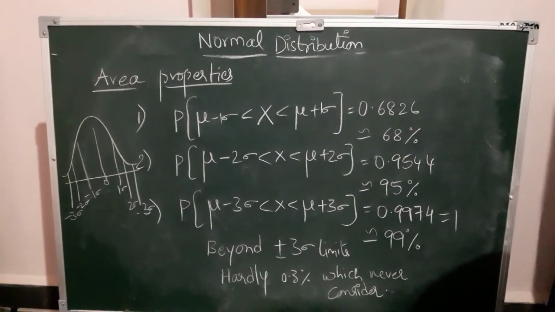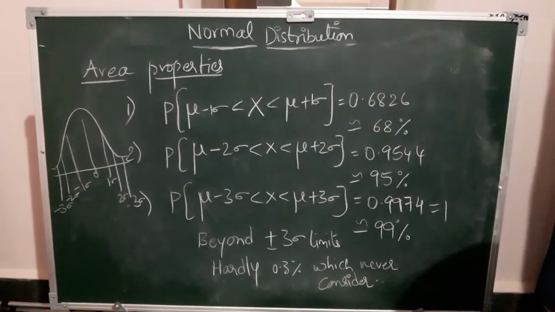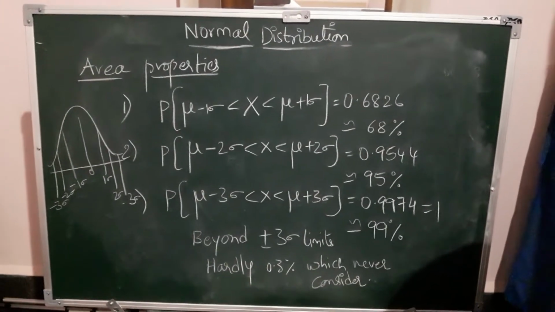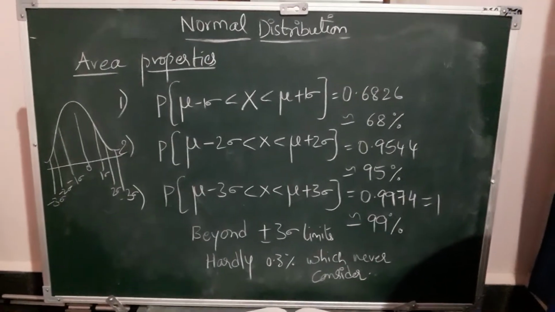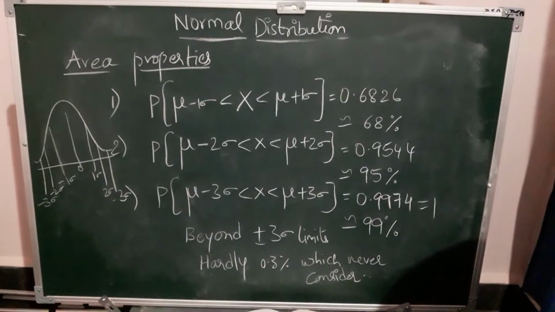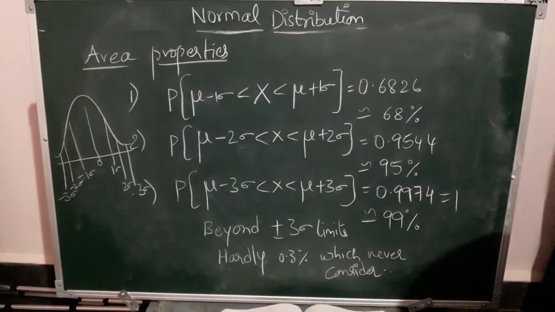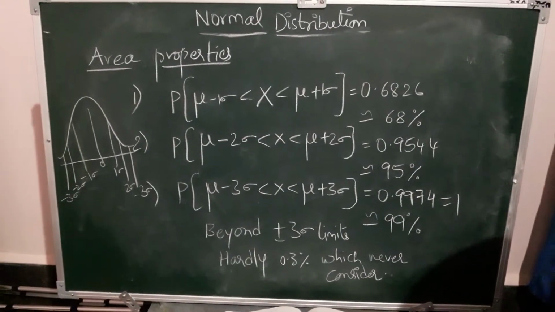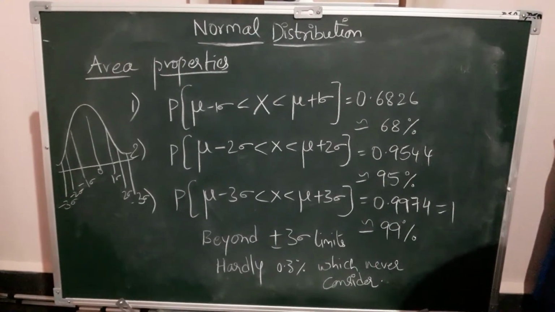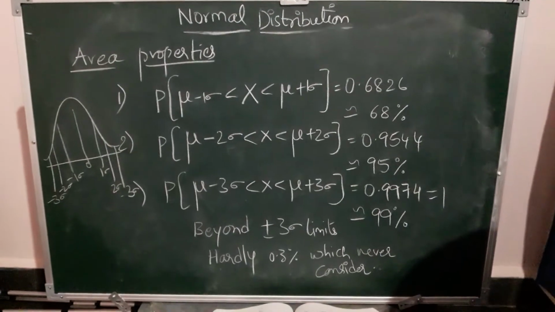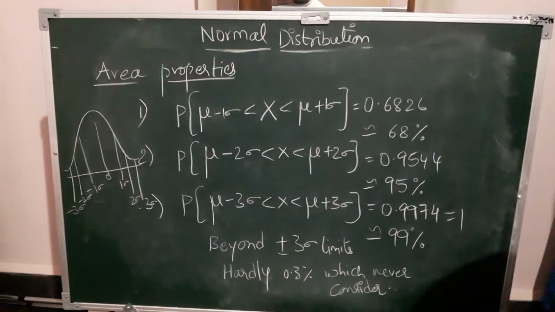The total area is 1, I mean 99.7%. The total area is 1 at plus or minus 3 sigma. There also in the mesocurtic, beta 2 value is exactly 3. This way you just connect them to each other. Next, property number 5. For a normal distribution with standard deviation sigma, the quartile deviation is 2 by 3 sigma. 2 by 3 sigma is nothing but 0.6745 sigma. Remember. And then the mean deviation is 4 by 5 sigma.